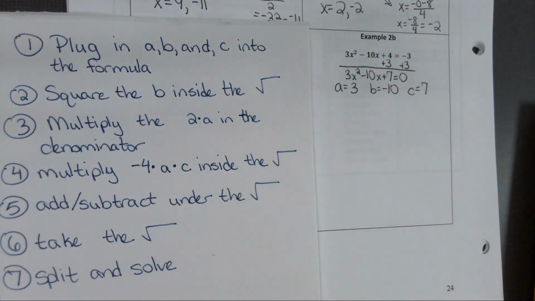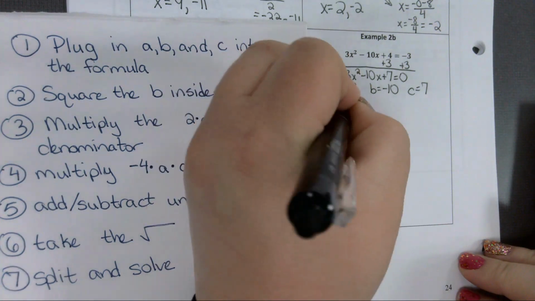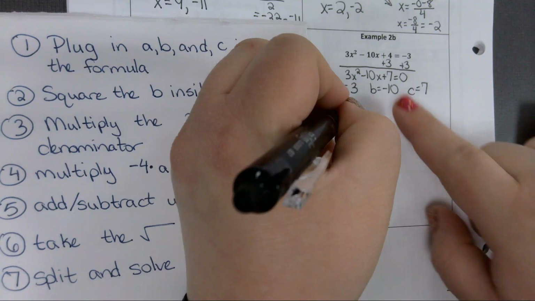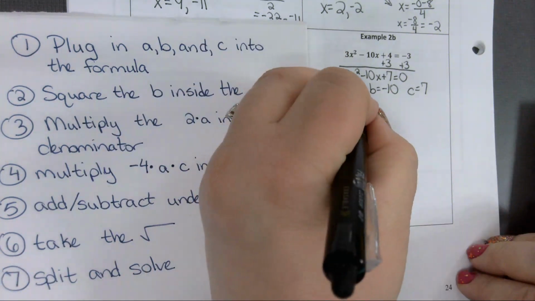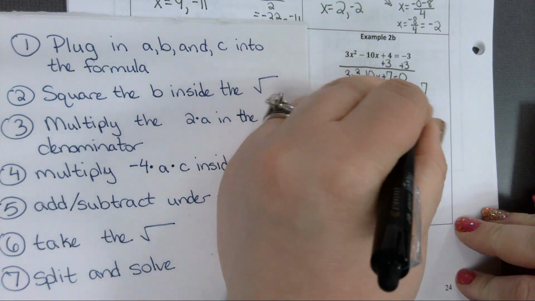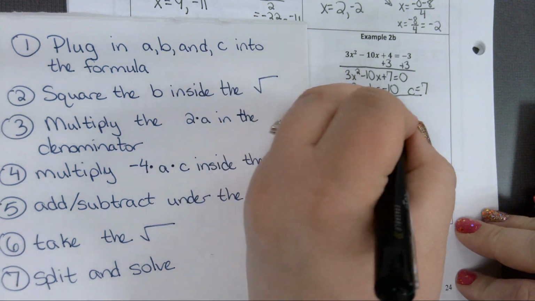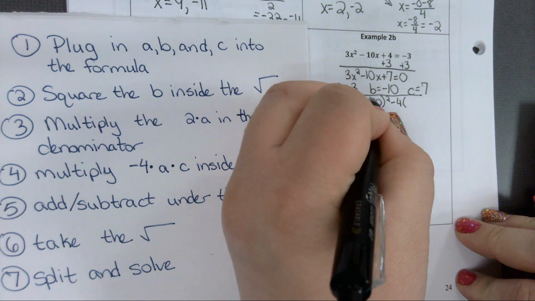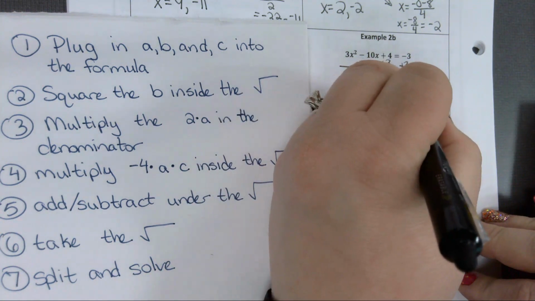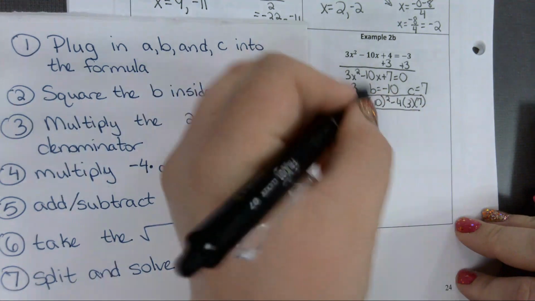Time to do number 1. Plug in A, B, and C into the formula. X equals -b. It's already negative, which makes it a positive 10. Plus or minus the square root of b squared minus 4ac. Make sure that your b is in parentheses before you square it. All over 2a.